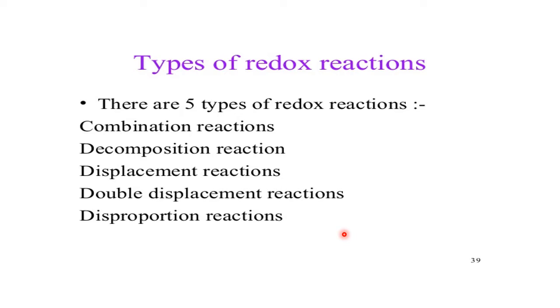So keeping this point in mind, in total we have to discuss 5 types of redox reactions. Number 1, combination reactions, decomposition reactions, displacement reactions, double displacement reactions, and disproportionation reactions. Already you know all these terms except the last one. Okay, so now we discuss these types of redox reactions by taking suitable examples.